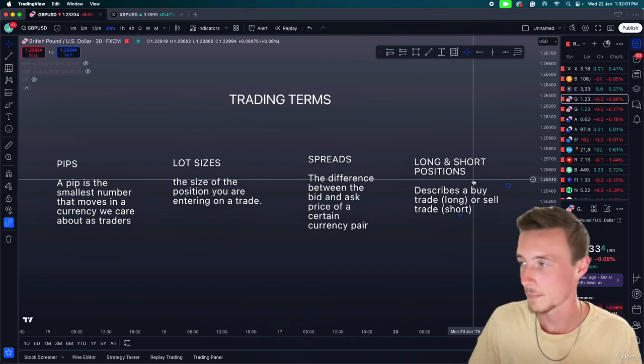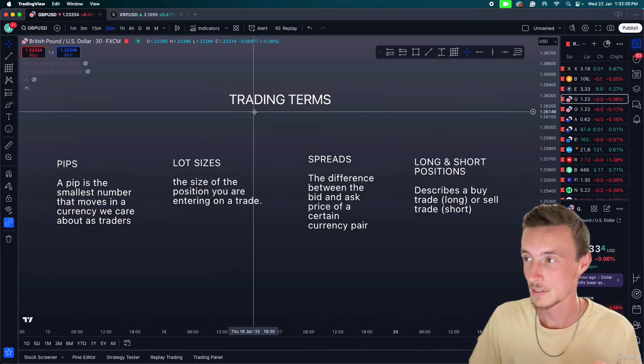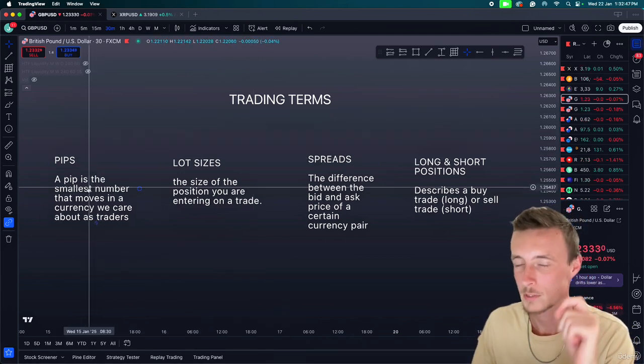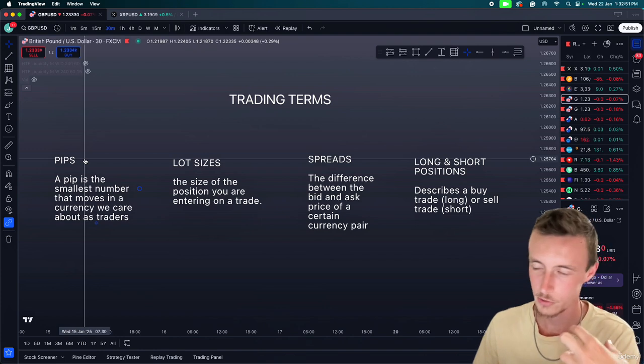I've said like 2 of them already, I believe. So a couple of trading terms that we're definitely going to be hearing and that we're definitely going to be using. We're going to start here with the pip. So a pip is the smallest number that moves in a currency that we care about as traders. So what does that mean?